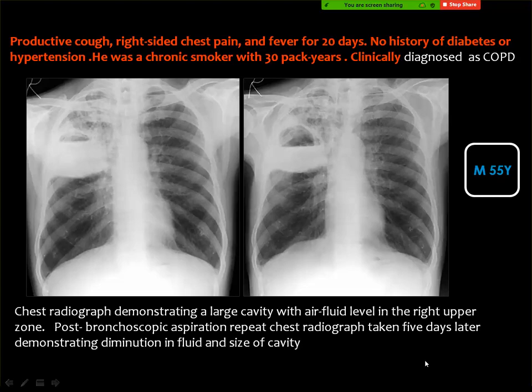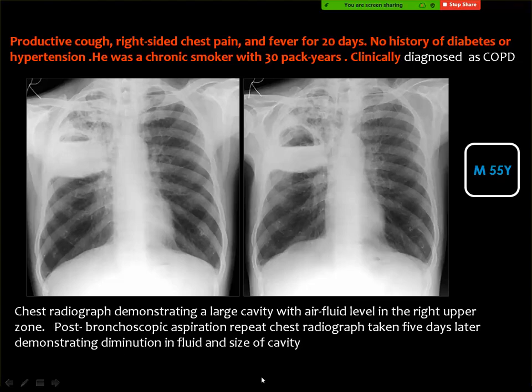Then look at this very important case. This is a male patient, 55 years old, with productive cough, right-sided chest pain, and fever, 20 days. No history of diabetes or hypertension, and he was a chronic smoker and clinically diagnosed as COPD. Then the chest X-ray showed a cavitary lesion with an air fluid level and inflammatory reaction around the lesion, highly suggestive of an abscess.